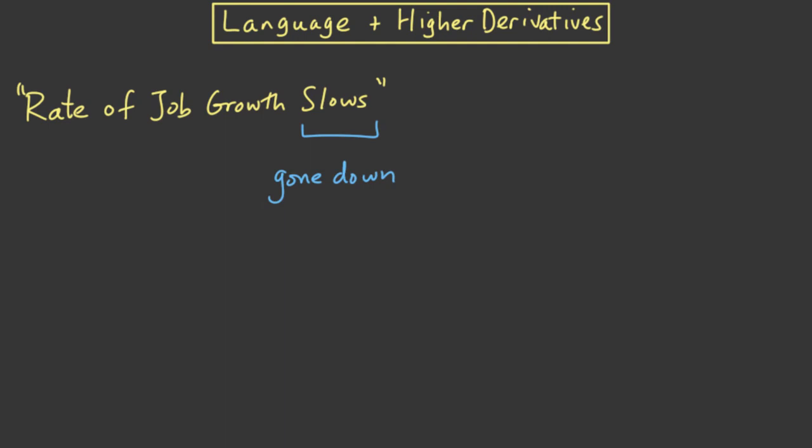This is where we need to be very precise with our language. So let me introduce a function f, and that's going to give us the number of jobs as a function of time.